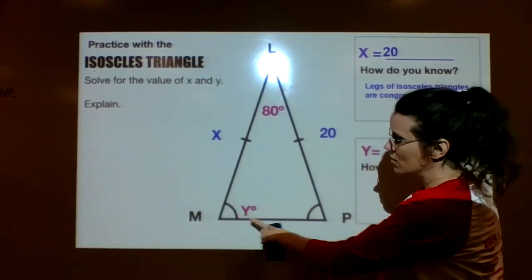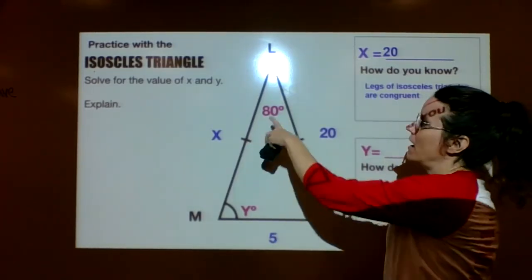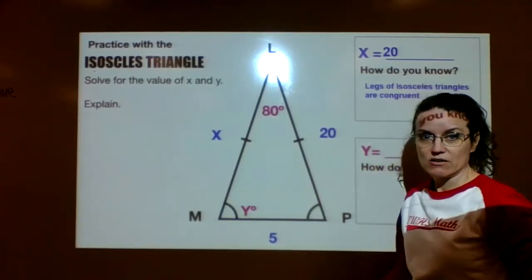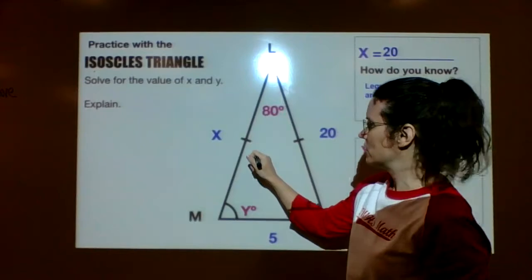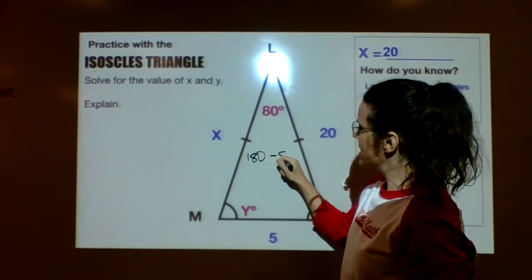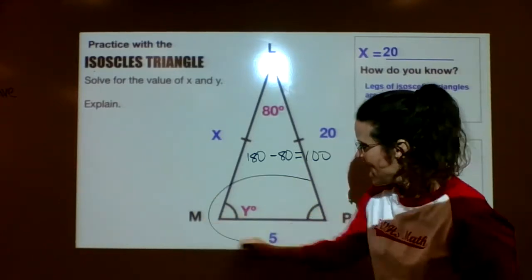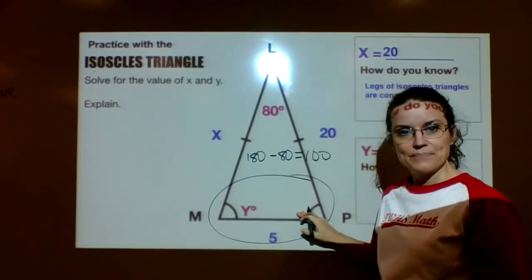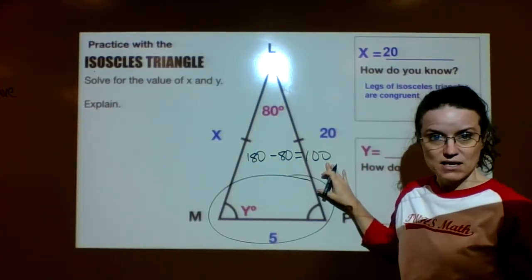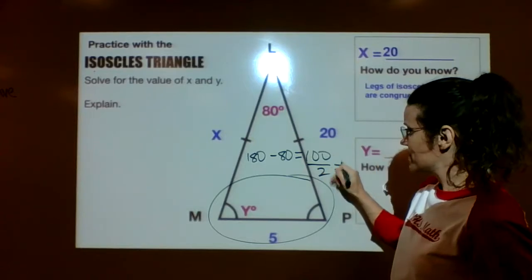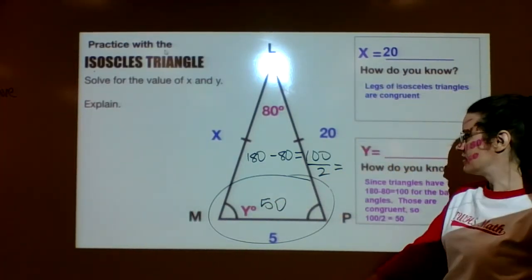Now here, I want to know how big Y is. This one's going to take a little more work, but I know that the vertex angle here is 80 degrees. The number of degrees in a triangle is 180, so if I take away that 80, I end up with 100 degrees left to share with these two angles. Since they're congruent, they share that 100 degrees evenly, so each one is half of the 100, which is 50 degrees.